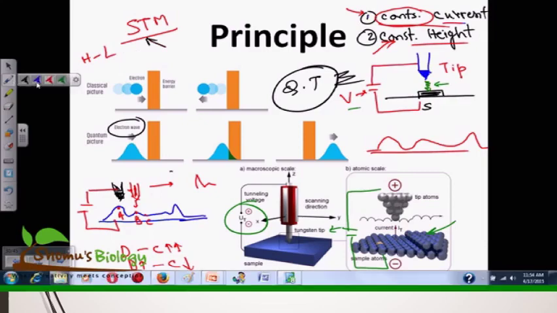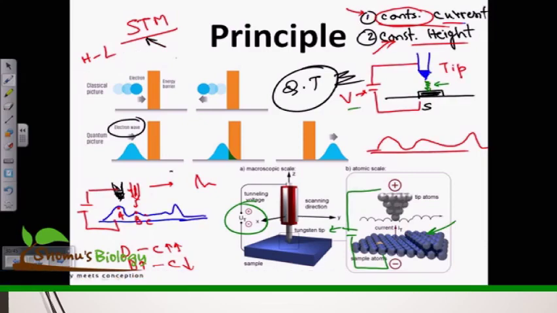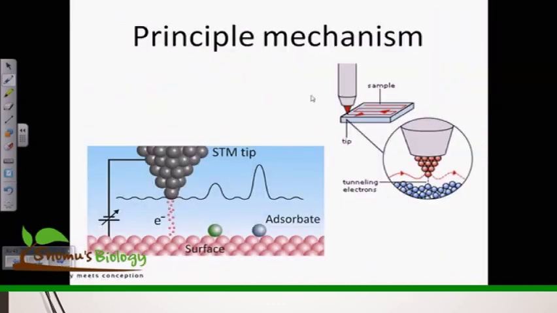So sometimes we see high current flow, sometimes we see low current flow. Let's say at point A the current flow is very high, then again it goes down and low, then slightly high, then low, then slightly high. So again we can construct the surface structure pretty easily. So these are the two methods of calculating. So this is the principle.